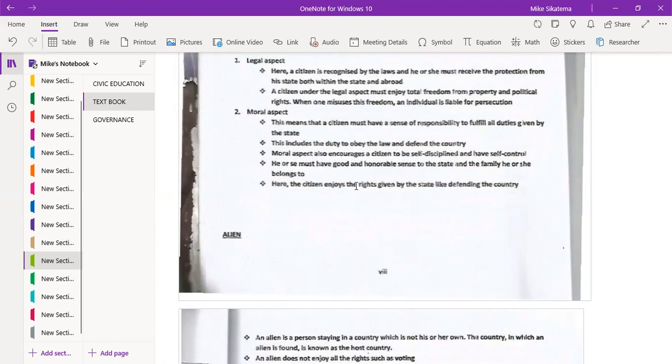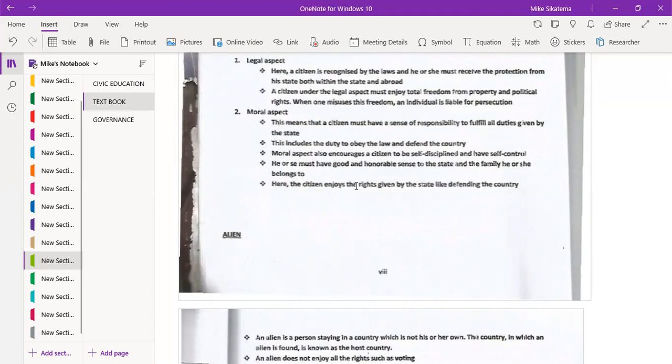This includes the duty to obey the law and defend the country, the ethics I was talking about. The moral aspect also encourages a citizen to be self-disciplined and have self-control. No vandalism, don't do bad, do good to others, good or bad morals. He or she must have a good and honorable sense to the state and the family he or she belongs to.